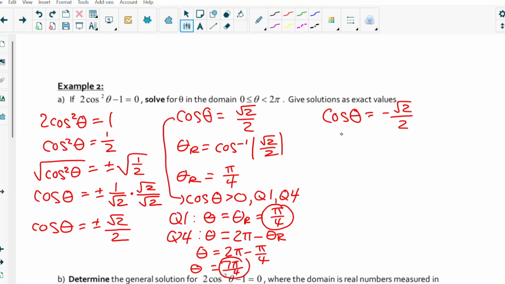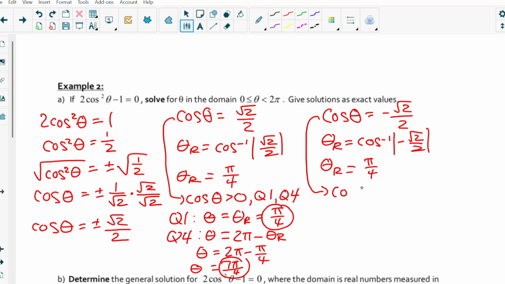How about the other case? Cosine of theta equals negative square root of 2 over 2. My reference angle equals the inverse cosine of the absolute value of negative square root of 2 over 2. My reference angle equals pi over 4.